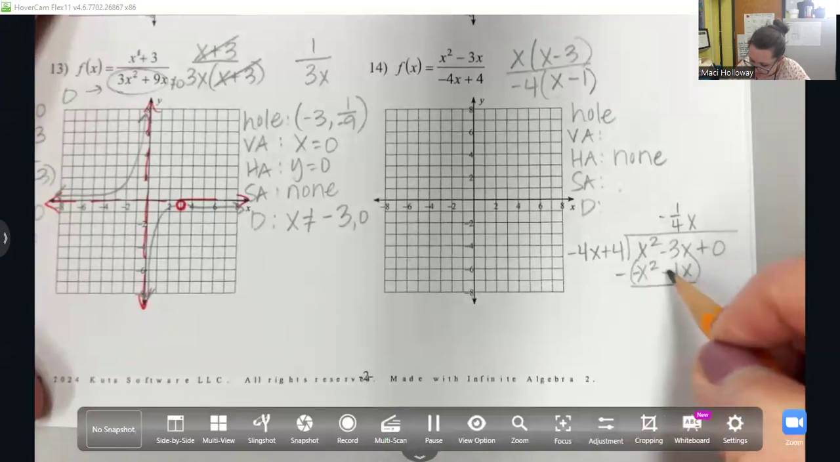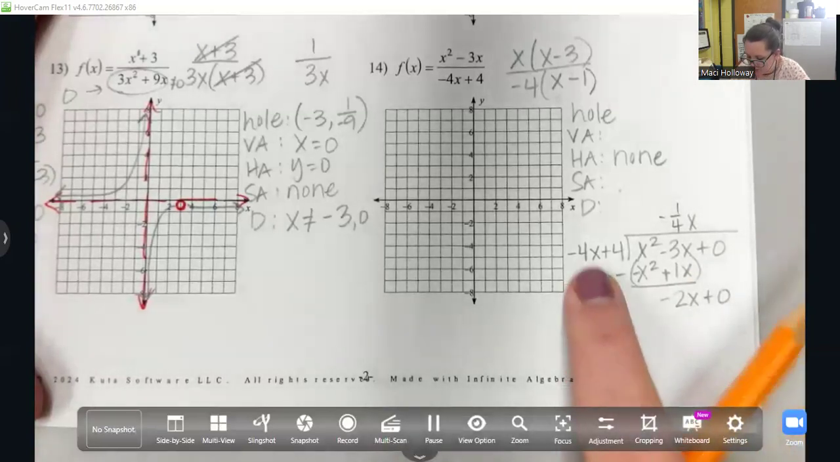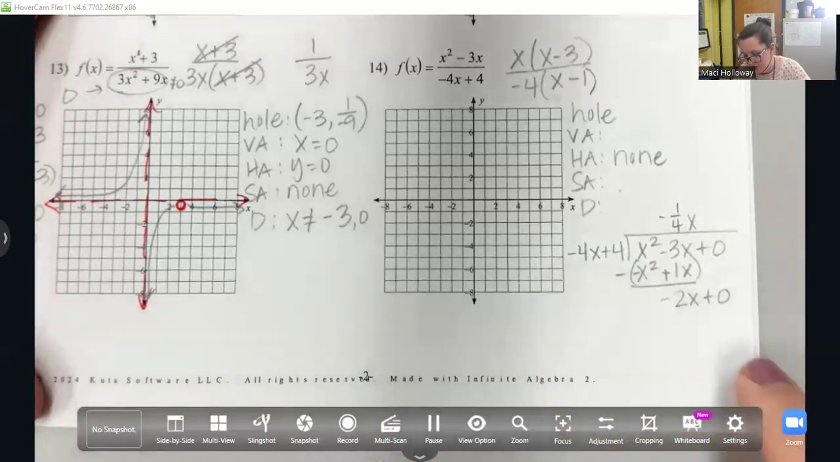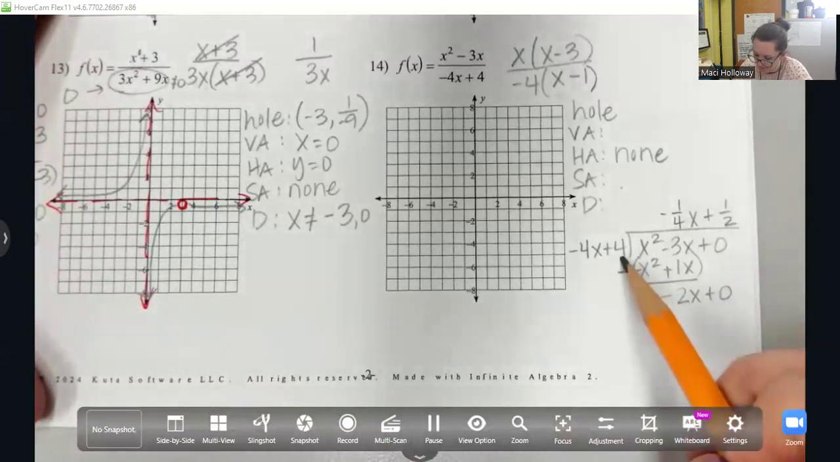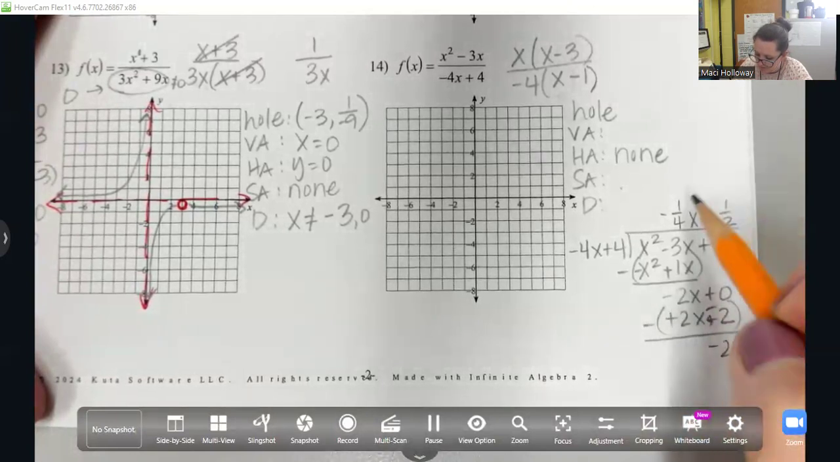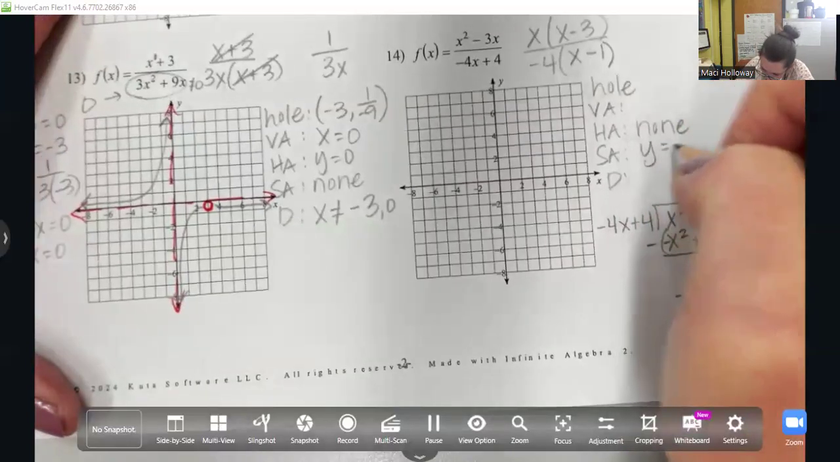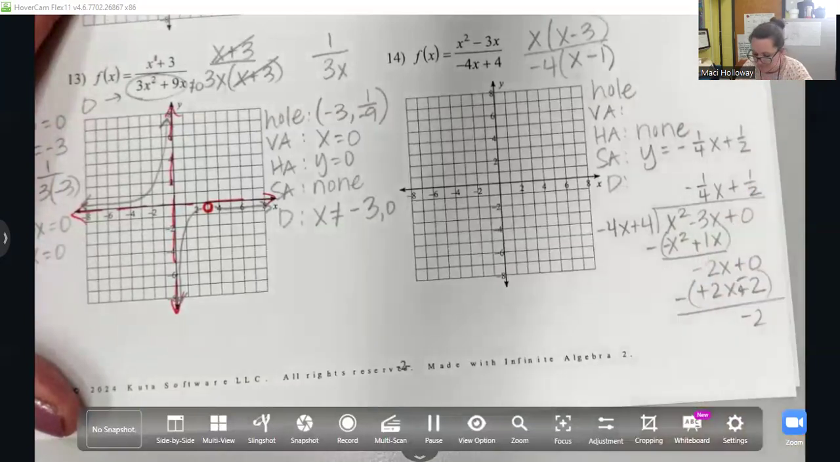Changing the signs, so we get -2x plus 0. -4 times what is -2? That's going to be +1/2. 1/2 times 4 is 2. 1/2 times -4 is -2. Switch our signs, so that's positive, that's negative, negative 2. So this is our slant asymptote right here. Y equals 1/4 x plus 1/2.